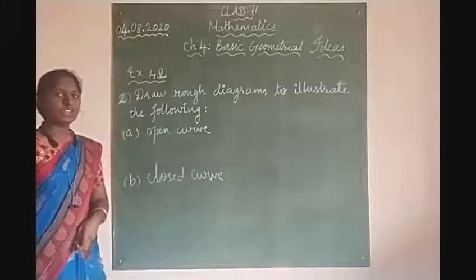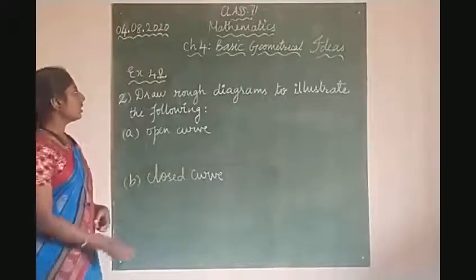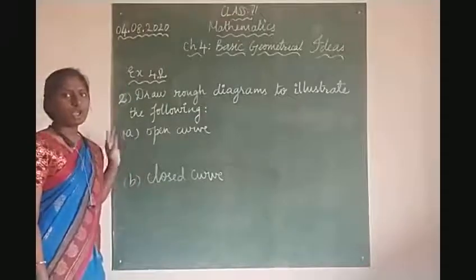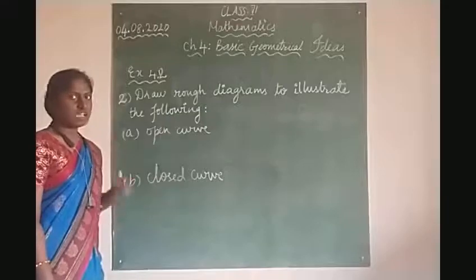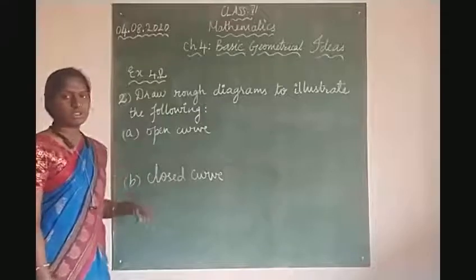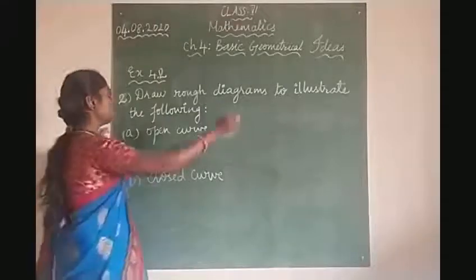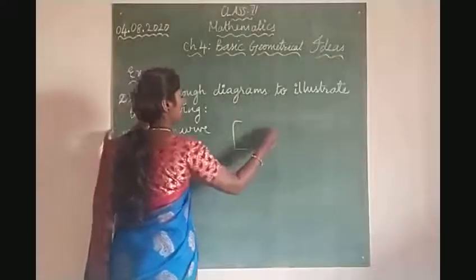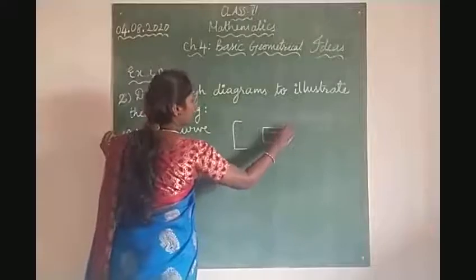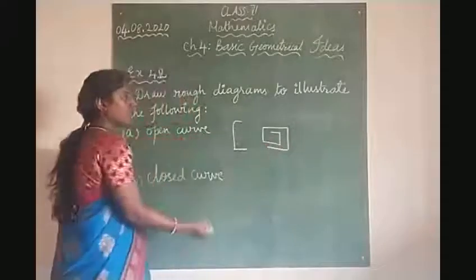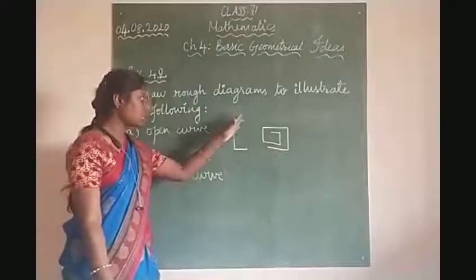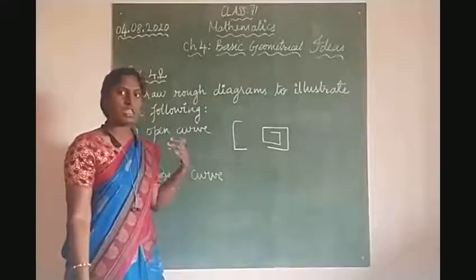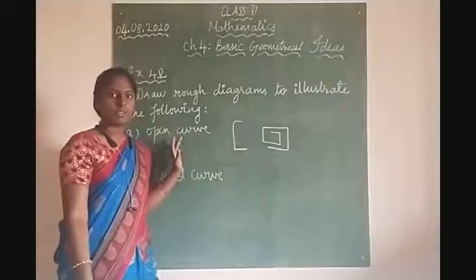Just keep all these things in your mind. Now let us look into exercise 4.2. Look at the second question. Draw rough diagrams to illustrate the following. So we have to draw a rough diagram for the given subdivisions. First one is open curve, second one is closed curve. It is very easy, right? Simply you have to draw an open curve. You can just draw like this, or even like this. Any figure having a different starting point and ending point, where the starting point and ending point are not the same, is known as an open figure.